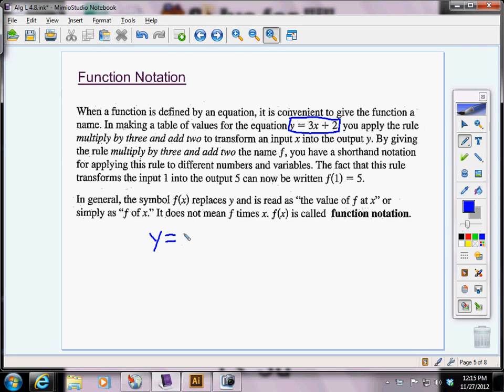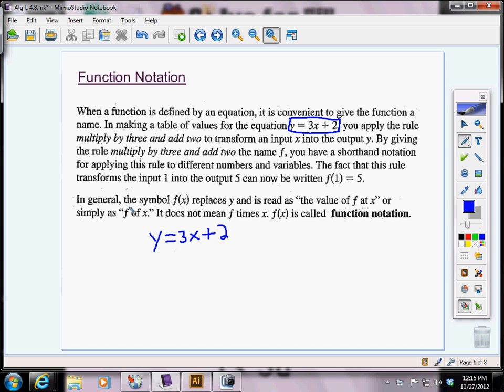Y equals 3x plus 2. Now, this is a function. If we were to graph it, it'd be a straight line. It'd pass the vertical line test. For every input, there's exactly one output. Now, what we can do, though, is we can name this function.